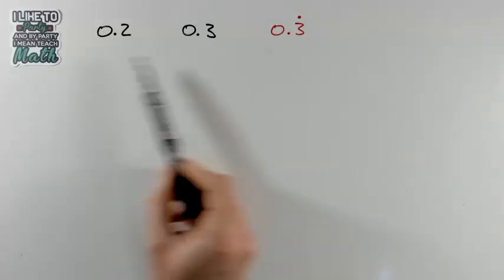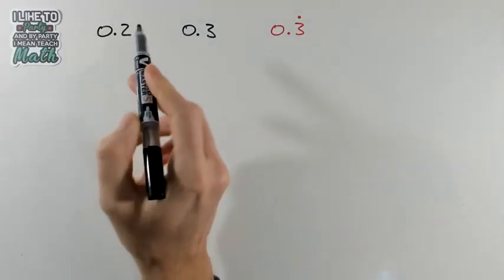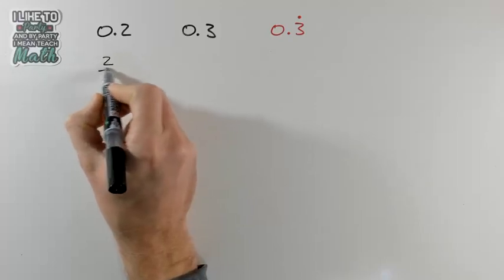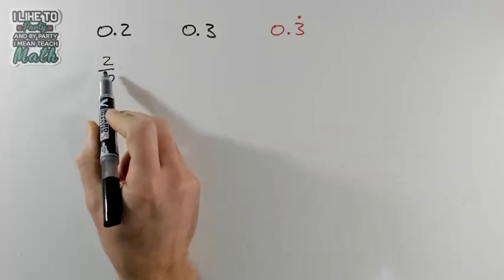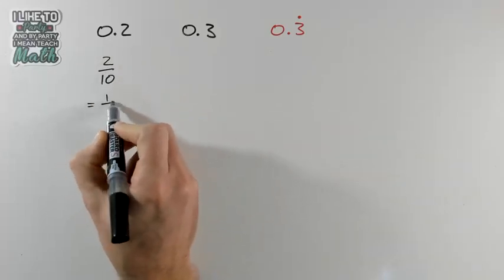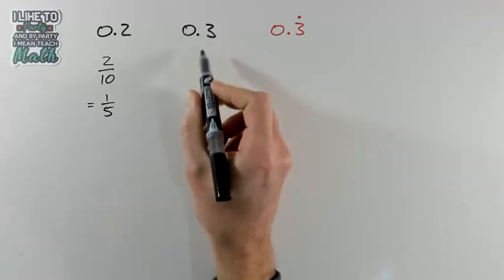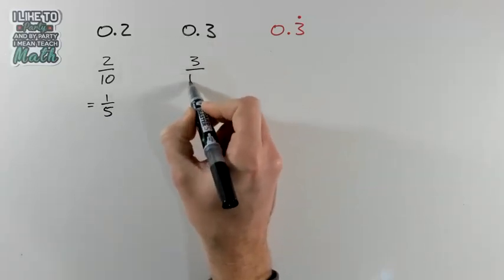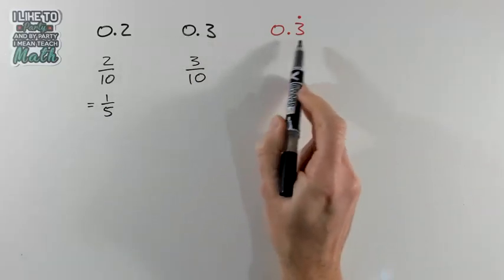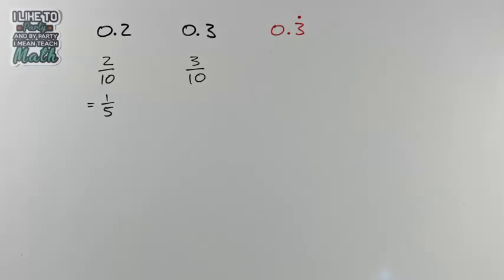So the first two are pretty easy. So if you had 0.2, you would say, okay, well, that's 2 over 10. And I can just simplify that to a fifth. And 0.3, that would just be 3 over 10. And then you'd get 0.3 recurring, and you'd be like, okay, how does it work? So you can pause the video and think what that is.